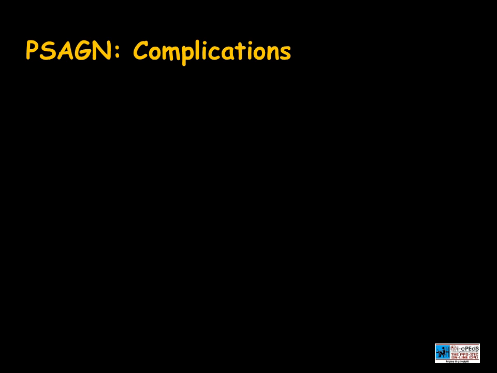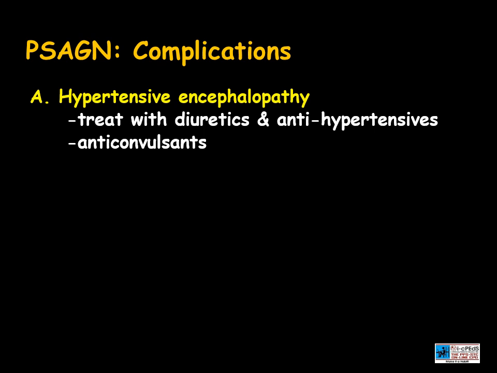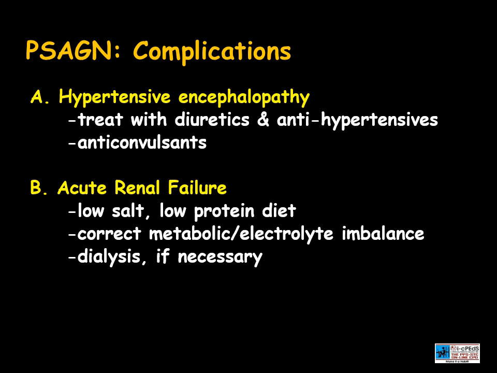As previously mentioned, several complications may be seen during the oliguric phase of the disease. Hypertensive encephalopathy should be managed with diuretics and antihypertensives. Anticonvulsants may be given if the encephalopathy is very severe. Acute renal failure is managed by low salt and low protein diet, and if there is associated metabolic and electrolyte imbalance, correction should be done. Dialysis is done if necessary.